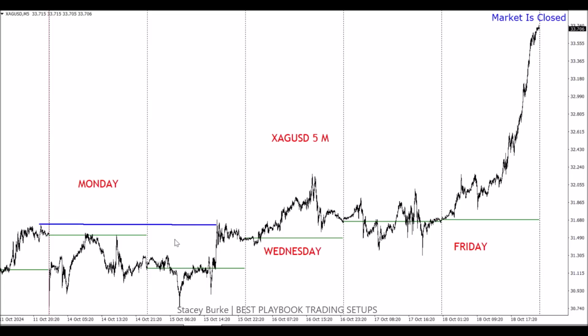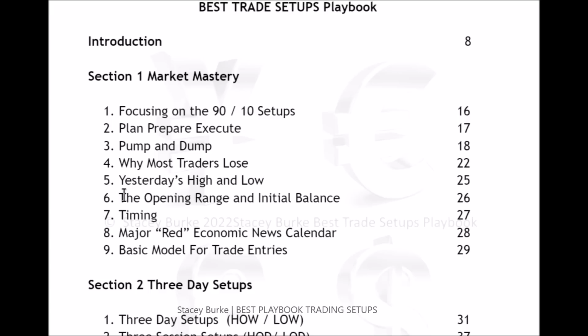Now, I talk about the opening range and initial balance. In the playbook, page 26, the importance of understanding that the market is building a box.